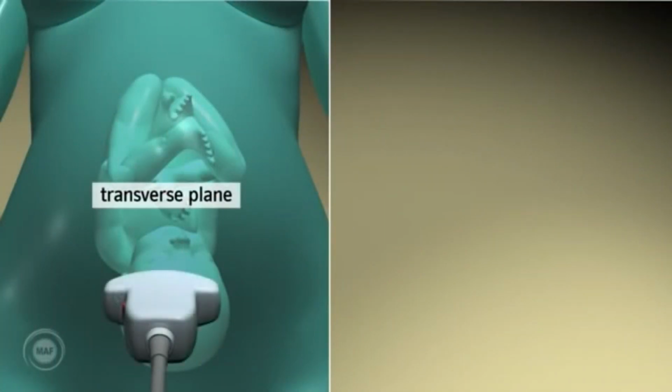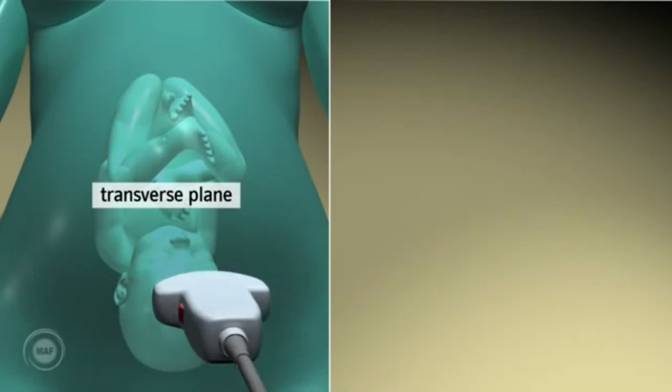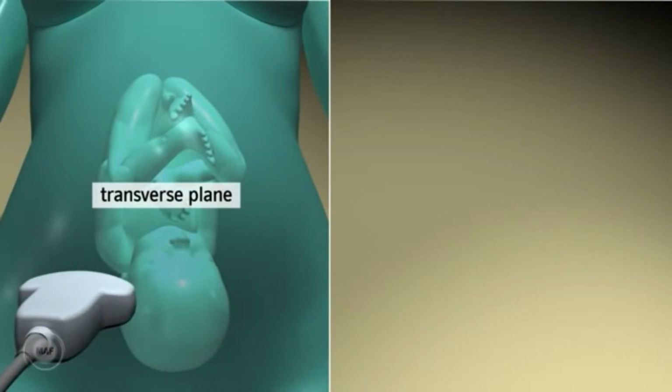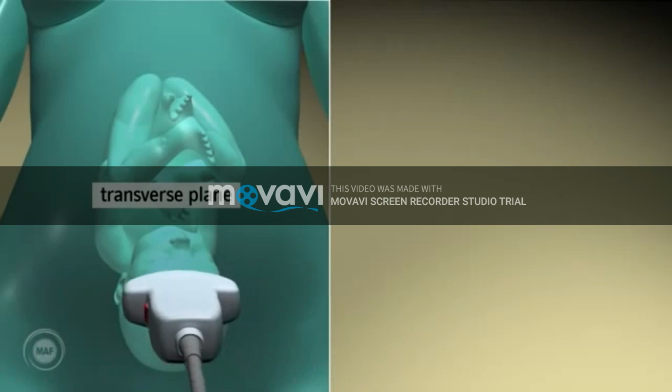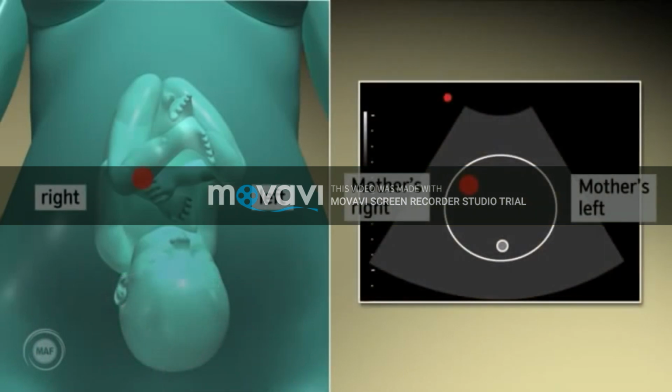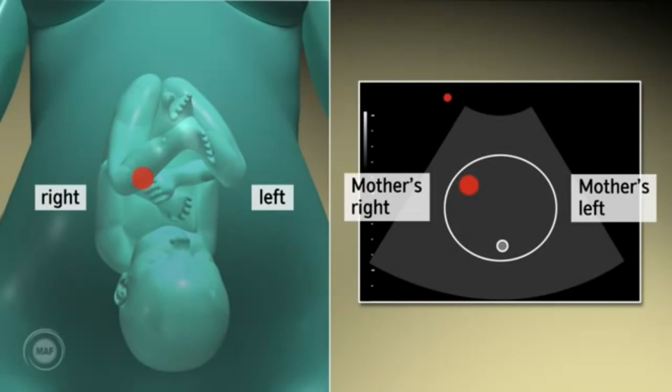When scanning in the transverse plane, the image on screen is like a mirror image. The left side of the mother is represented on the right side of the screen, and the right side of the mother is represented on the left side of the screen. Again, the location of the dot on the screen should correspond.